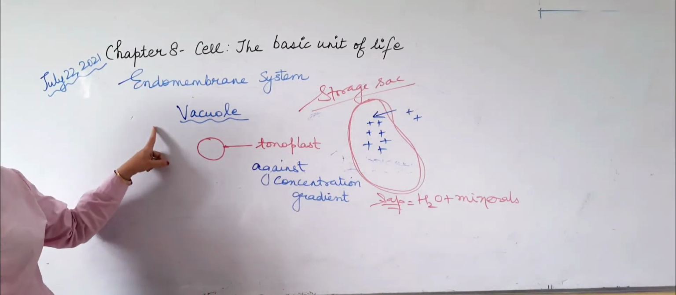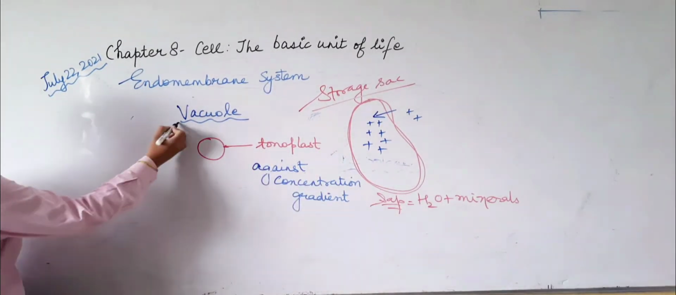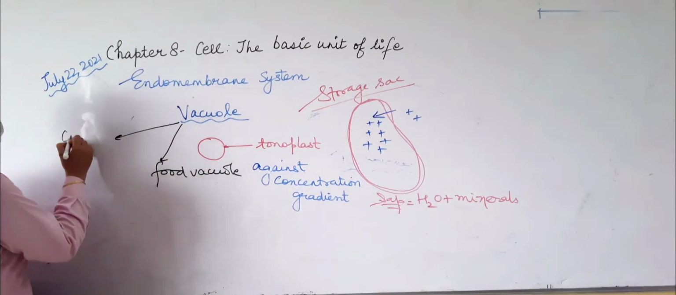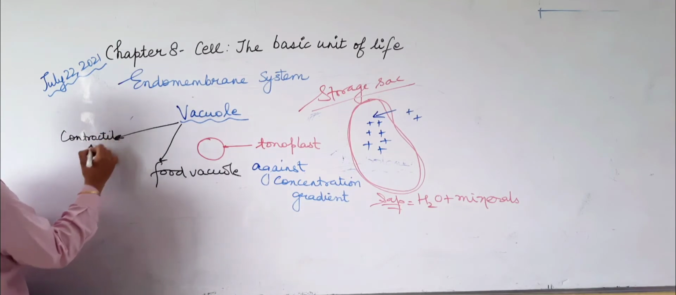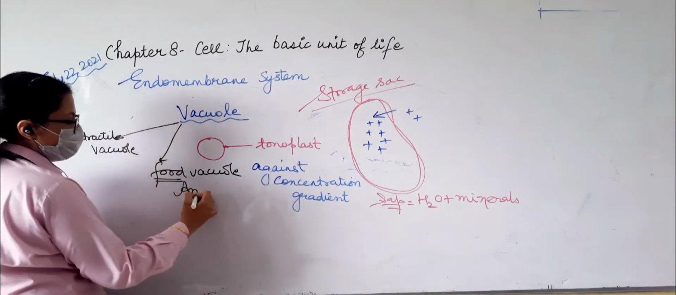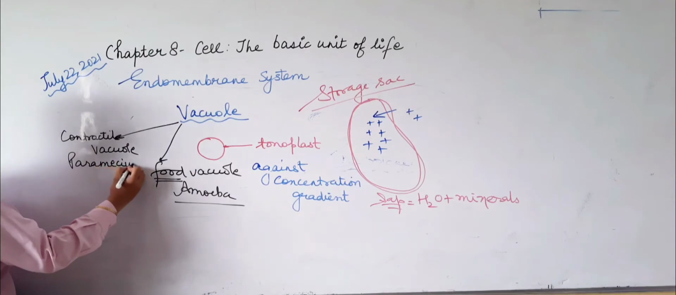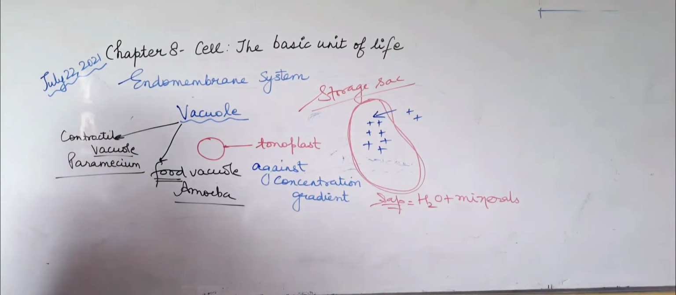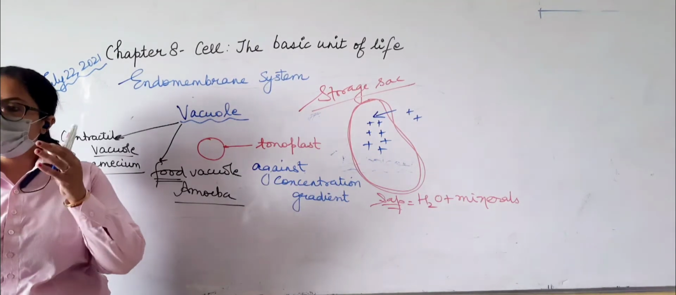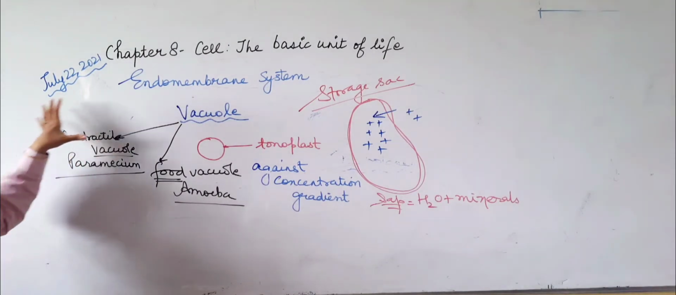So what are vacuoles doing? They are storing the materials. Okay. There are two major types of vacuoles discussed over here. One is the food vacuole. Another is the contractile vacuole. Food vacuole, from the name it is clear, will store food like in amoeba. And over here, like in paramecium, there is a contractile vacuole. This vacuole will help in removal of excess water. If a cell has excess water, it will start contracting the vacuole and remove the excess water. So this is all about vacuole.